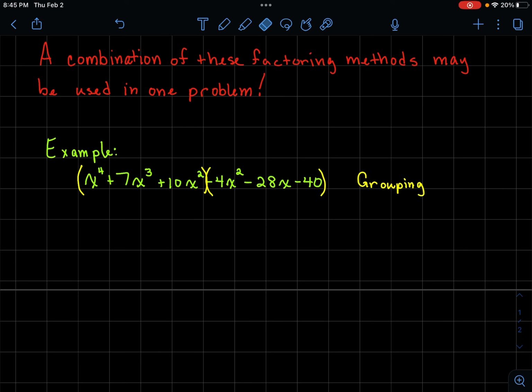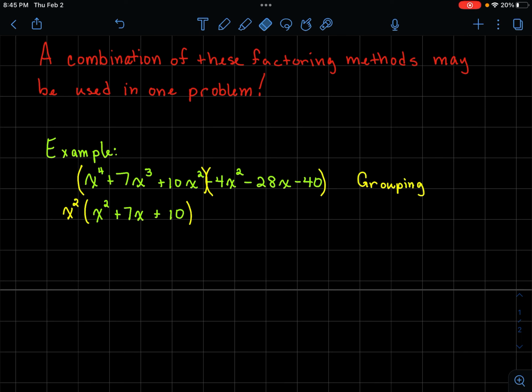I'm going to group the first three terms and the last three terms and see what they have in common between each other. So I'm also using the greatest common factor in a way here. Well, looking at the x to the fourth plus 7x cubed plus 10x squared, the greatest common factor that we have from there is the x squared. So we take out those two exponents from our terms. What we're going to be left with inside the parenthesis in the first three terms is x squared plus 7x plus 10.